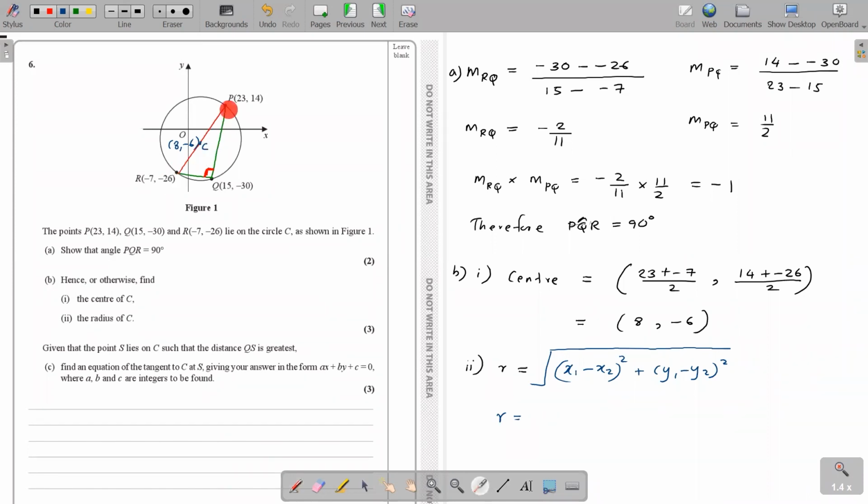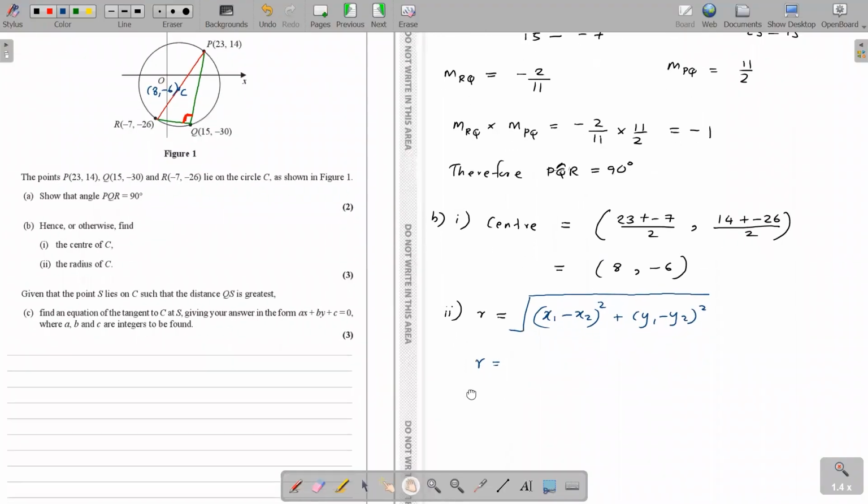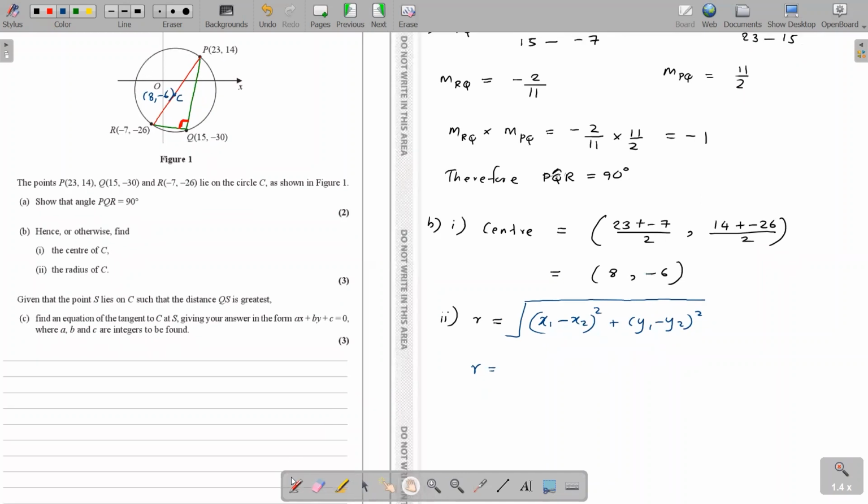Okay, I'm going to get the distance directly from the center. If you get the PR distance, then you should divide by 2. But if I go from O to P, then I don't need to divide by 2. I immediately get the radius. So for the radius, shall I use O and P? So I get here 23 minus 8 square. Go in the order that you selected. I went in PO order. 23 minus 8 square plus 14 minus 6 square, root.